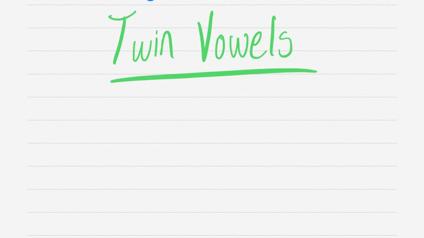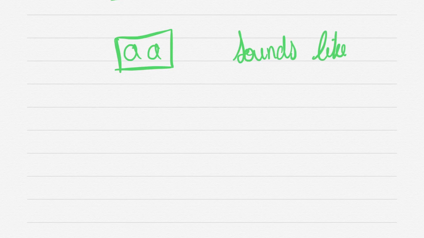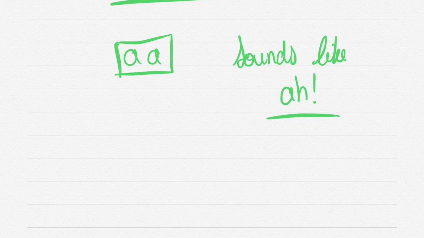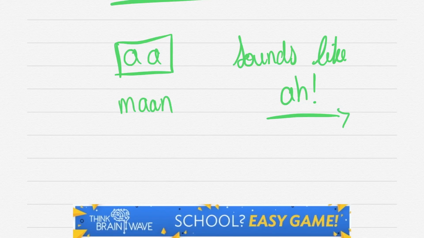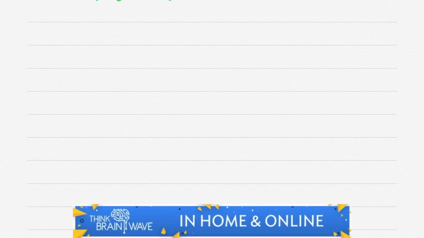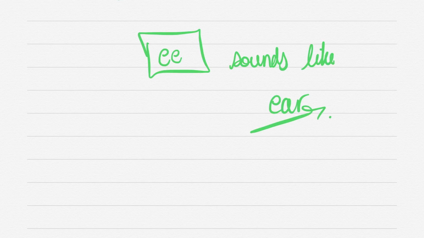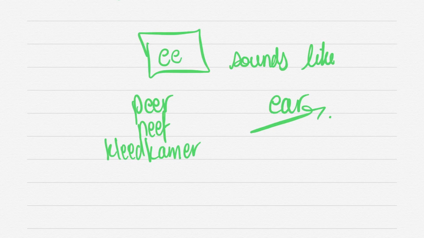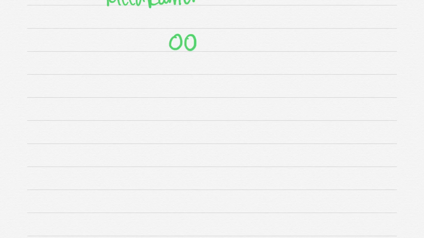Let's do our twin vowels now. We are done with our short vowels. So let's look at aa. What does aa sound like in Afrikaans? Man, kaas, verstaanbaar. That is the sort of sound that you get. It's an elongated a. So what does ee sound like? Peer, neef, kleedkamer. That's how you'd say the ee sound.